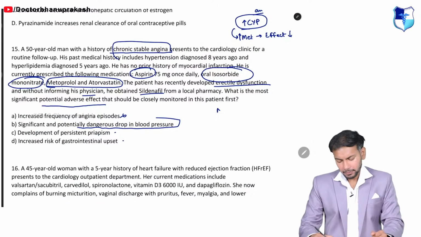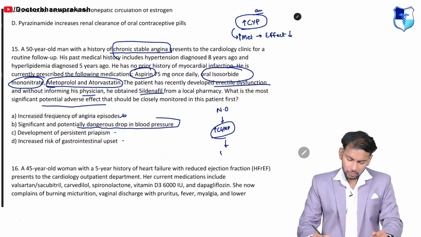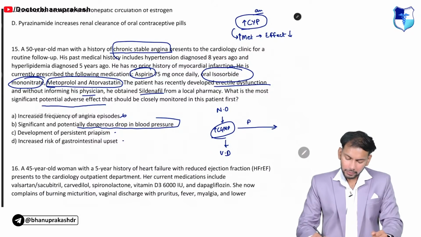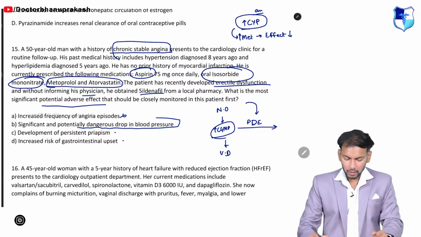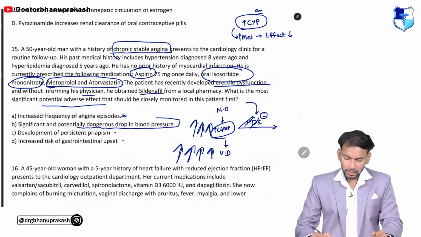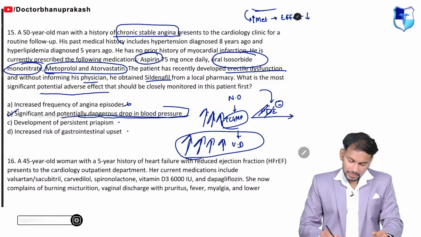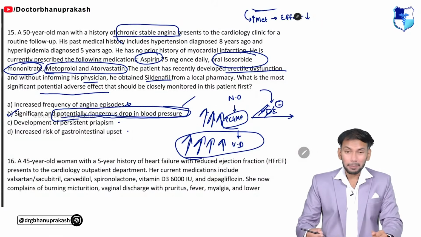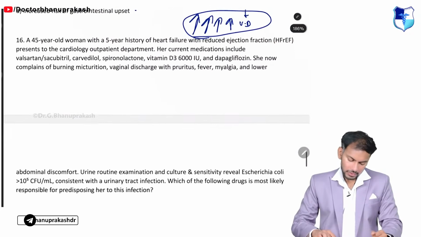Now, if you remember, nitrates, what will it do? It will increase the cyclic GMP. Yes, this will cause vasodilation. Now, this is metabolized by phosphodiesterase. Sildenafil is a phosphodiesterase blocker. If you block the metabolism, this will increase. If this increases, vasodilation will also increase. If vasodilation increases, what will happen? It will cause potentially dangerous drop in blood pressure, that is hypotension. So this is the side effect that you have to monitor. Got it? Now, coming to the 16th question.